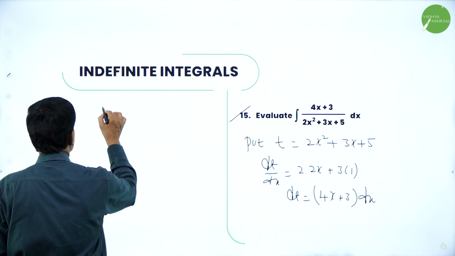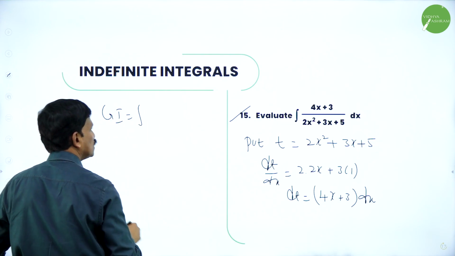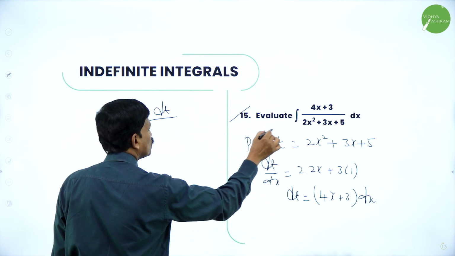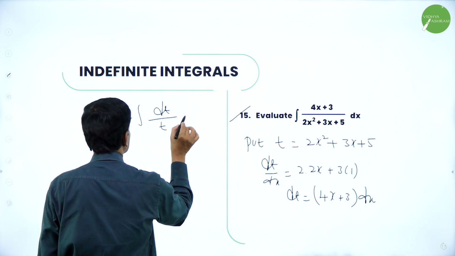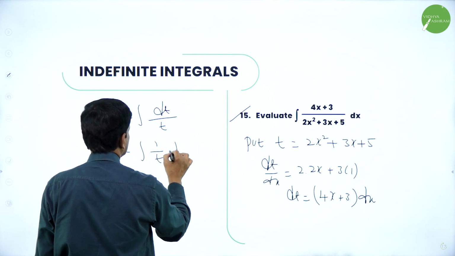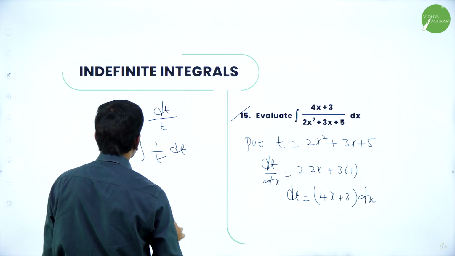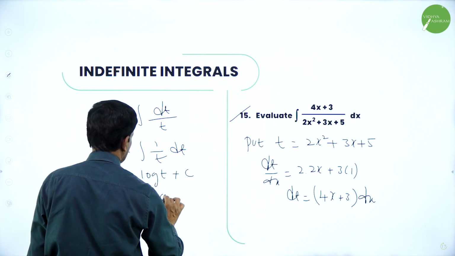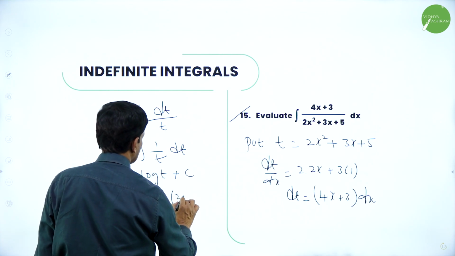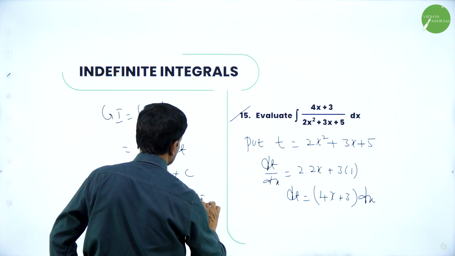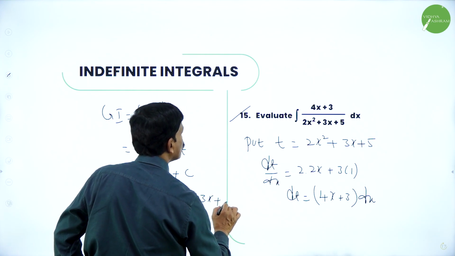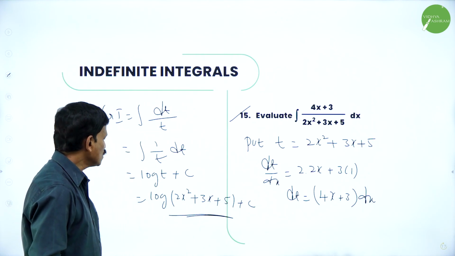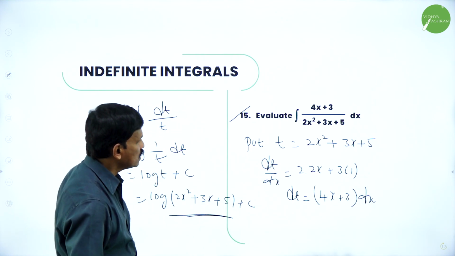Now, the given integral can be written as: 4x plus 3 dx is nothing but dt, divided by 2x square plus 3x plus 5, which is nothing but t. This is 1 over t dt, right. Now, integration of 1 over t is log t plus c. This is equal to logarithm of what is t? t is nothing but 2x square plus 3x plus 5, plus c is the integrated answer. So, the answer for this is log of 2x square plus 3x plus 5 plus c.